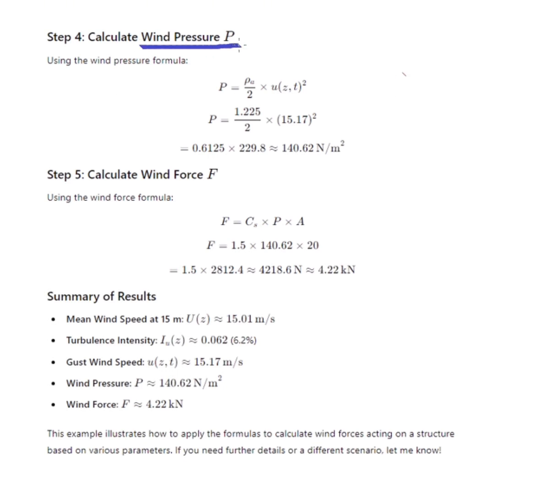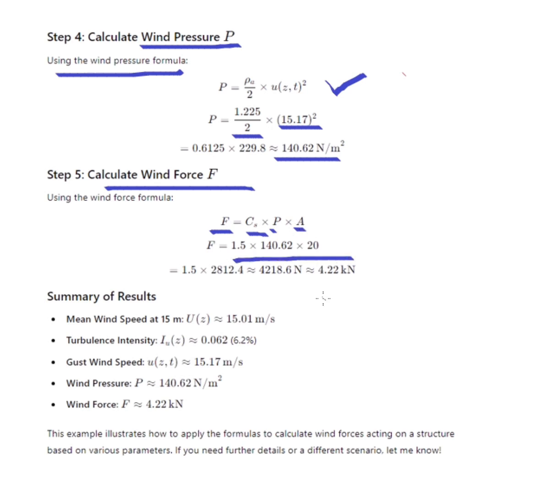Now we can see the wind pressure. We can calculate step 4 using the wind pressure formula, rho a into half into u of z squared. We know the value 15.17 we just calculated. So it becomes 140.62 Newton per meter square. Then calculate the wind force. We know the shape coefficient, p is the pressure, and a is the area affected by wind. So we can calculate it, 4.22 kN is coming.